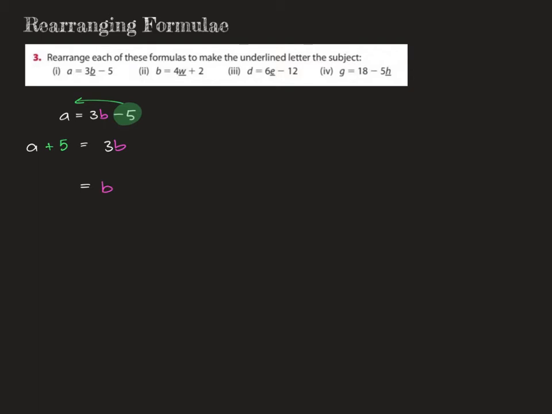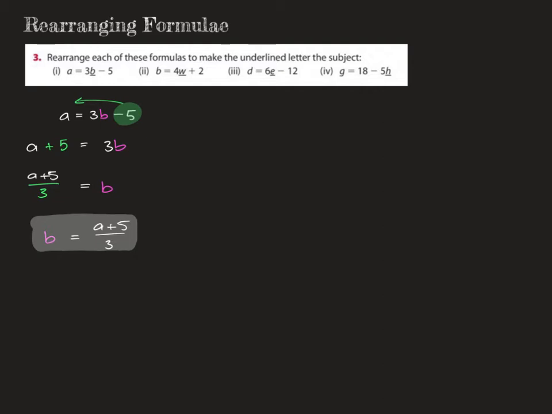But because it's an equation, whatever I do to the right-hand side, I have to do to the left-hand side. So I divided that by 3, so I'm going to divide this here by 3. My final answer will be B equals A plus 5 all over 3. I'll just highlight that answer so that you know that's the final answer. Okay, that's the first one done.